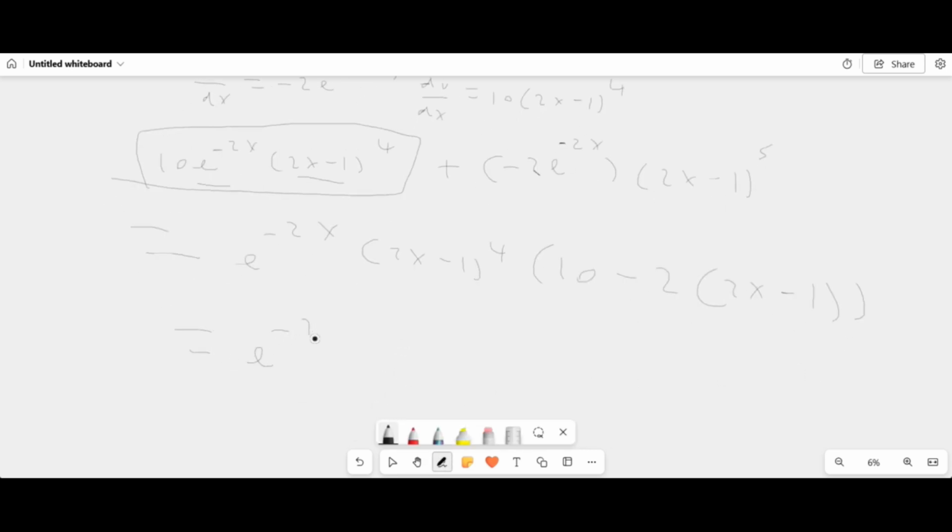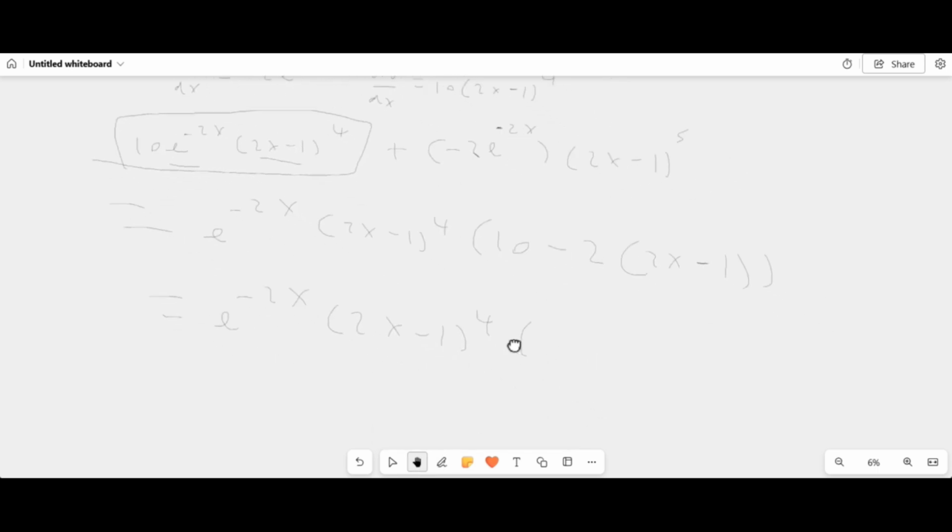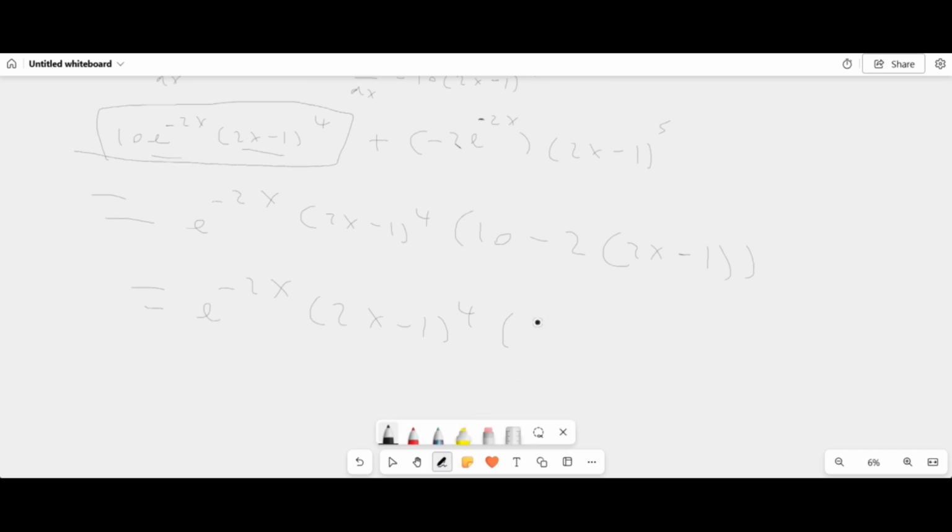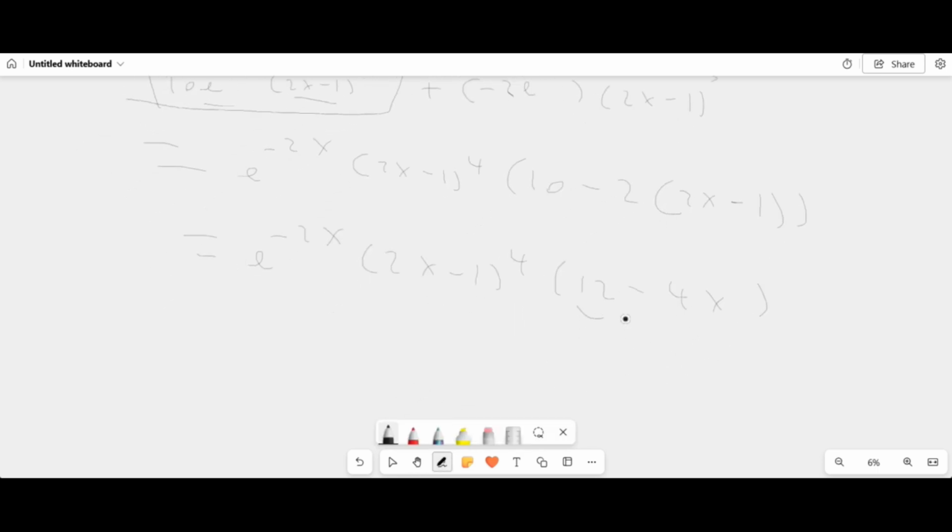And then expand that here. So we're going to get e^(-2x), open bracket (2x - 1)^4, and an open bracket here is going to be 10 minus all of that here. So 10 minus 2x, that's minus 4x here. And minus 2 times minus 1 is going to be positive 2. So 10 plus 2 is 12 here. So it's 12 minus 4x. Alright, and obviously I can take out 4 from here and here. So that's going to be 4e^(-2x), open bracket (2x - 1)^4. And then here we're going to be left with x. Here we're going to be left with 3 minus x here.